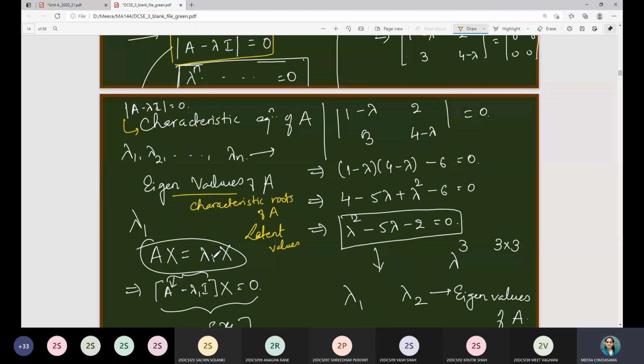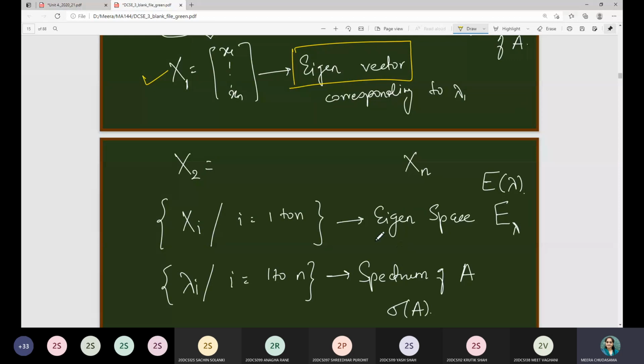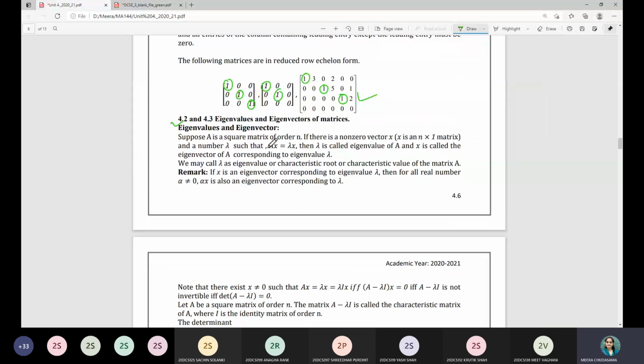Corresponding to these lambda i's, if you put them in the expression, you will have a homogeneous system of equations. Once you solve it, you will have the vector. That vector is called the eigenvector of A. Class of all eigenvectors is called eigenspace of A, and class of all eigenvalues is called spectrum of A. So this is what is written over here.